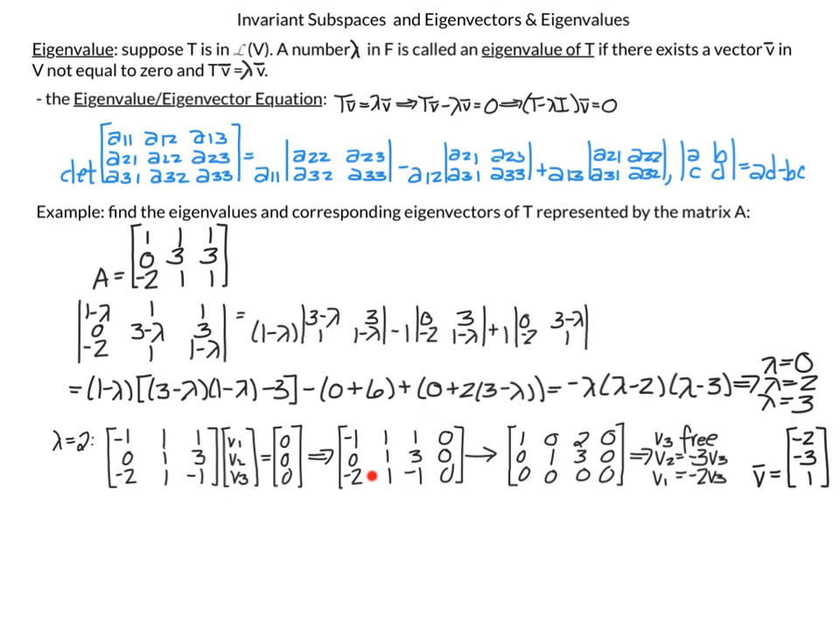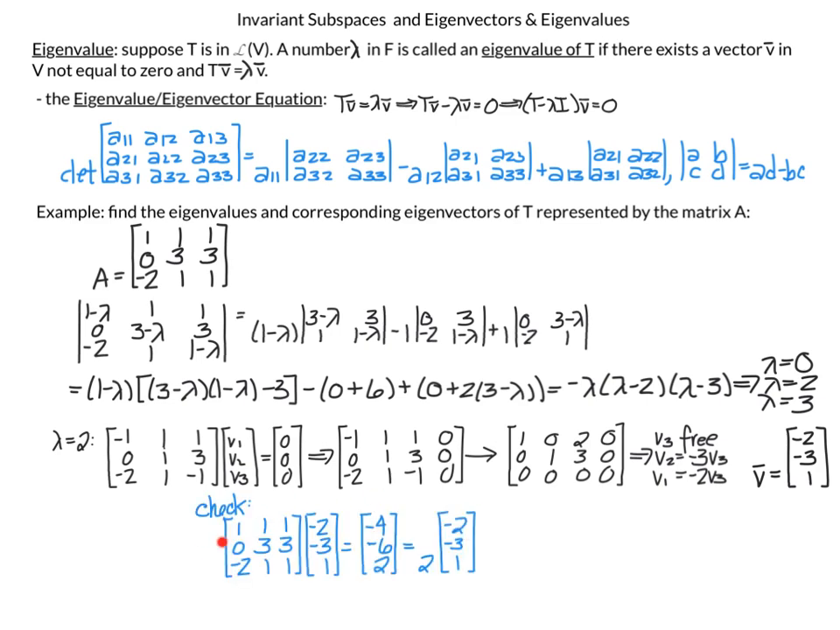We then have the augmented matrix here, which is column vectors -1, 0, -2, 1, 1, 1, 1, 3, -1, 0, 0, 0. It row reduces to the matrix with column vectors 1, 0, 0, 0, 1, 0, 2, 3, 0, and 0, 0, 0. This last row means v3 can be considered free. Here we have v2 is equal to minus 3 v3, and here we have v1 is equal to minus 2 v3, which means our eigenvector associated with the lambda equals 2 eigenvalue is minus 2, minus 3, 1.